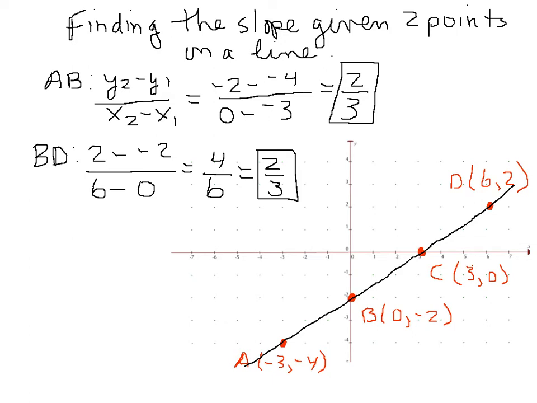We're pretty confident now. What I suggest you do, just to practice, is find the slope using points A and C, for example, and maybe find the slope using, let's say, points B and C. And if you do that, you should also get 2/3. The slope doesn't matter which points you choose.